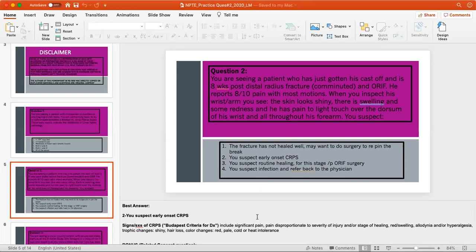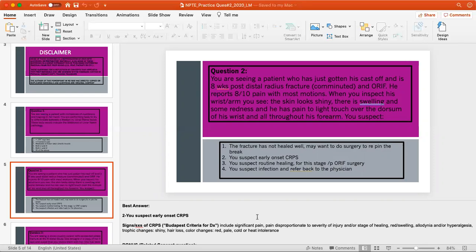Redness and swelling are also characteristic. So CRPS is an autonomic nervous system dysfunction, typically characterized by these different criteria of signs and symptoms. Diagnosis is made via what's called the Budapest criteria. So you can look that up if you're interested, but it's characteristic of these things that we're seeing in this patient. So very significant pain. It doesn't match the stage of healing.